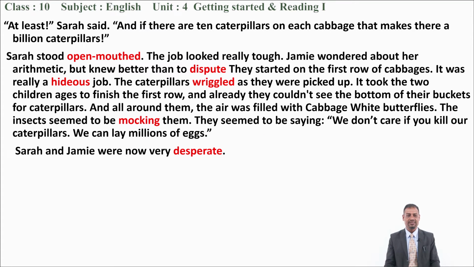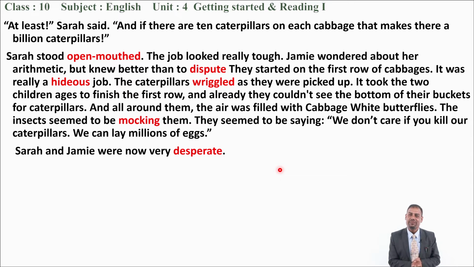In this sentence, the insects seem to be mocking them. What do you think mocking means? Teaching them, teasing them. What do you think? Okay, so you just guess it. And another word in this sentence: Sarah and Jamie were now very desperate. What does it mean? Hopeful or excited or interested. What do you think?